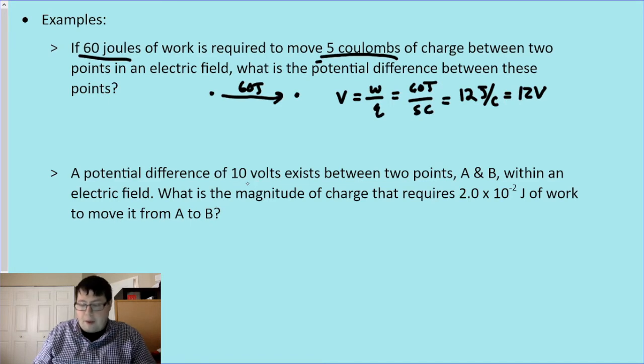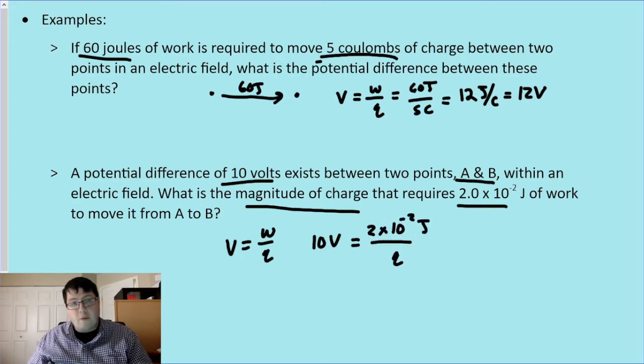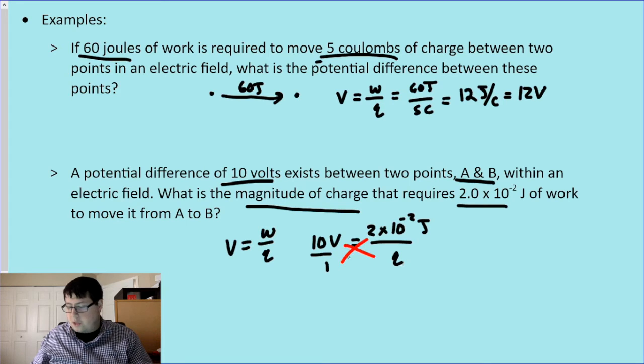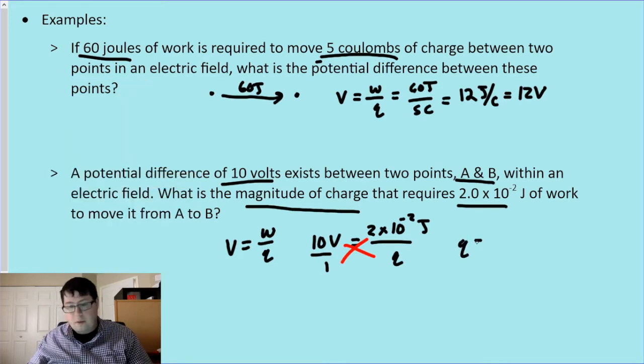In our second example, we're going to flip it up a little bit. We say that the potential difference now is 10 volts, and that's between 2 points A and B within an electric field. They now want to know what's the charge that requires 2 times 10 to the minus second joules of work to move from A to B. Once again, we use the same equation, V equals W divided by Q. Now I'm plugging in the 10 volts as my electrical potential difference. My electrical energy, or work, is 2 times 10 to the minus second joules, and I'm solving for Q here. Here, you probably were going to go ahead and cross multiply. So 10 times Q equals 2 times 10 to the minus second, divide by the 10. If you solve this in your calculator, you're going to end up with a Q equal to 2 times 10 to the minus third coulombs.